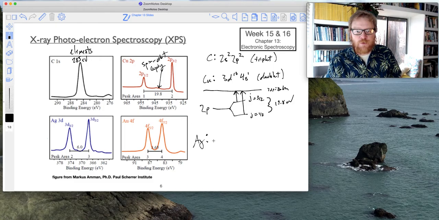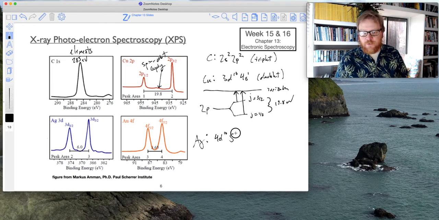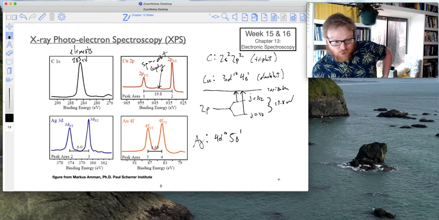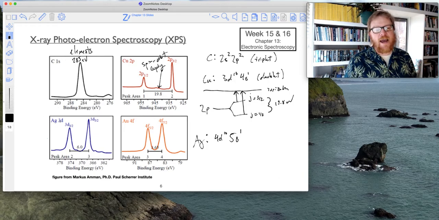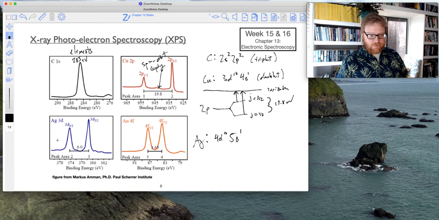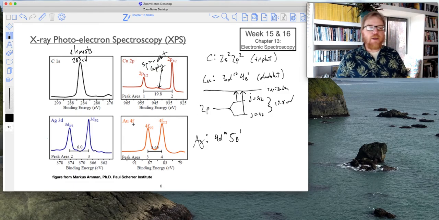We recall that silver is also a doublet state. It's going to adopt the same type of configuration as copper, but it's going to be 4d10 5s1. So silver is also a doublet. And here we're looking at the 3d electron level. Because silver is a doublet, it's going to have spin orbit splitting, but you can see that that splitting is much less than it is for copper.